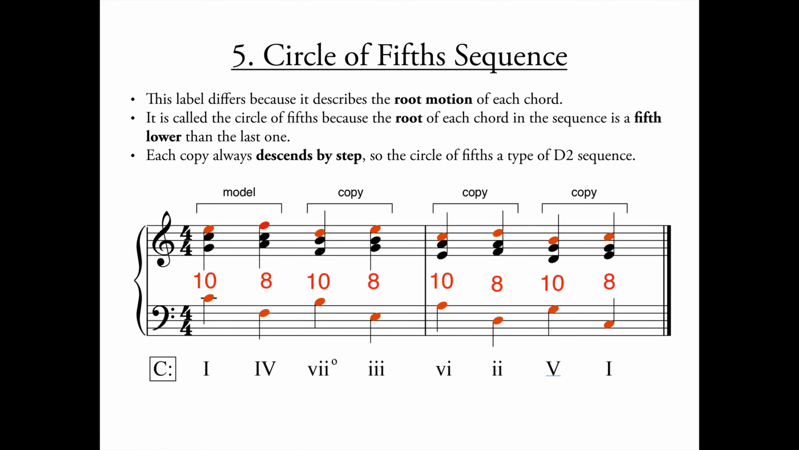Here's an example. Let's listen. This particular example of a circle of fifths sequence has an LIP of 10-8, as you can see. A Roman numeral analysis is included, and I've even labeled the chord roots. You can see that each one falls by fifth, from C to F to B, etc.